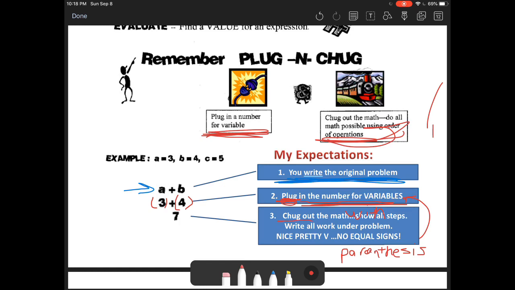And then we say chug out the math. So we say plug and chug. What that means is just do all the expressions, do all the simplifying that you have to do. Key thing, no equal signs. If there are no equal signs over here, no equal signs over here, there should be no equal signs in our work. So we should just work our way down, making those pretty V's that we've talked about.